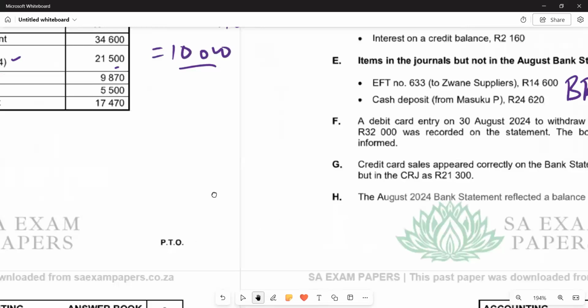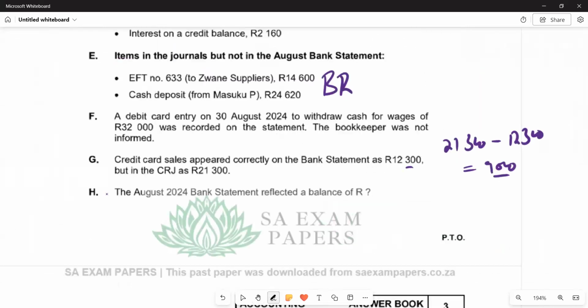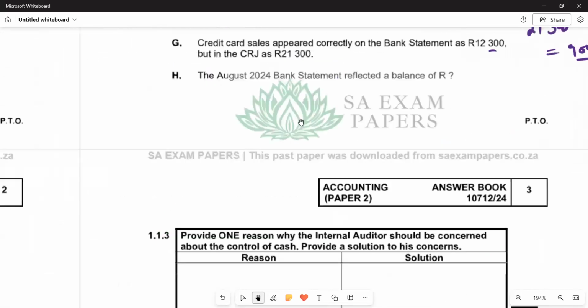We are now on G. It's saying credit card sales appeared collected on the bank statement. This is the last transaction that we are having, and the last adjustment that we are making. So it means we are done with updating the journal. So we can just go there and try to find out the balances.